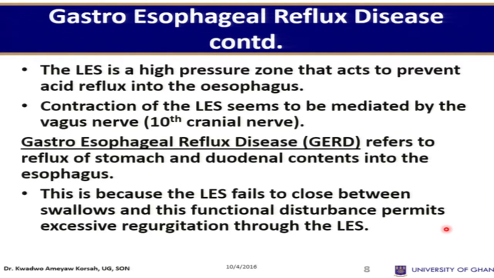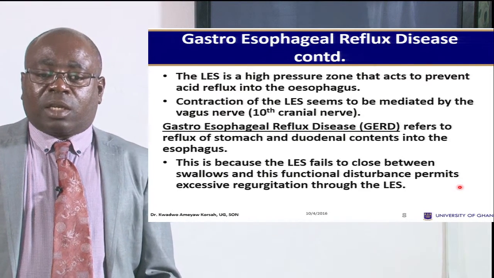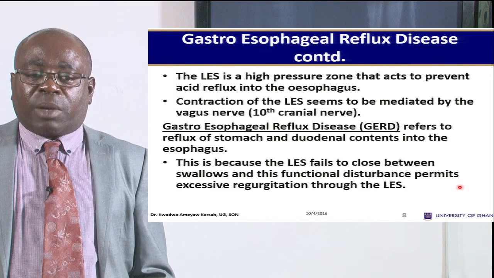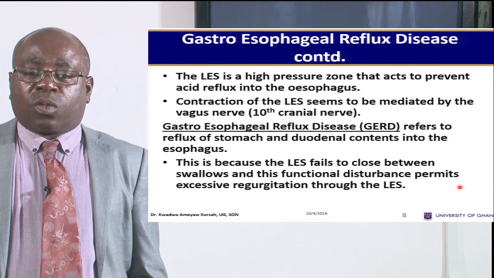The LES, which is the lower esophageal sphincter, is a high pressure zone that acts to prevent acid reflux into the esophagus. Contraction of the LES seems to be mediated and coordinated by the 10th cranial nerve. Gastroesophageal reflux disease refers to the reflux of stomach and duodenal contents into the esophagus, because the LES fails to close between swallows, and this functional disturbance permits excessive regurgitation through the LES.